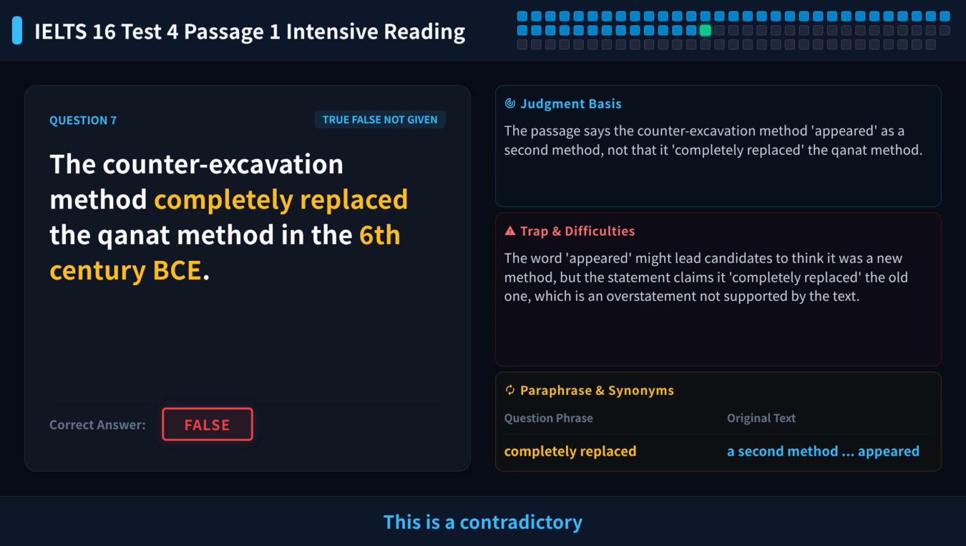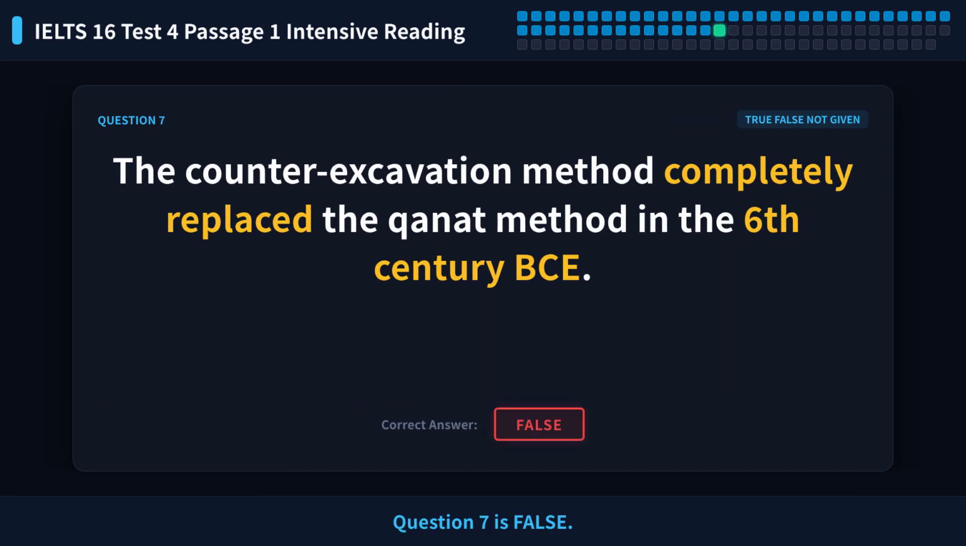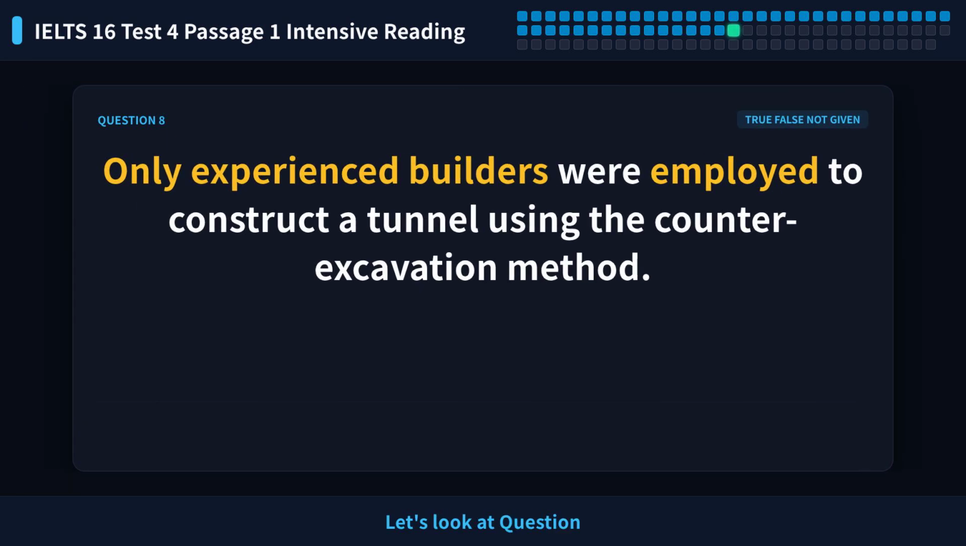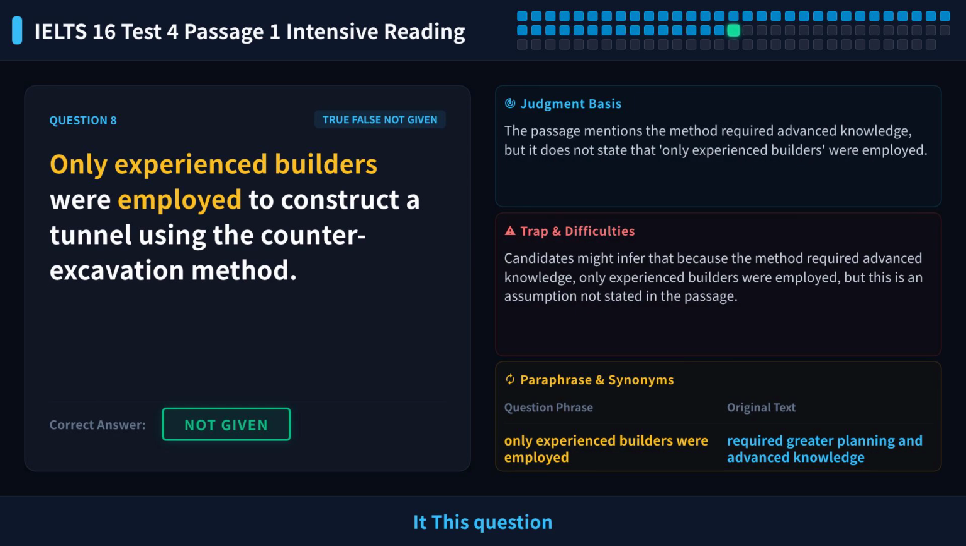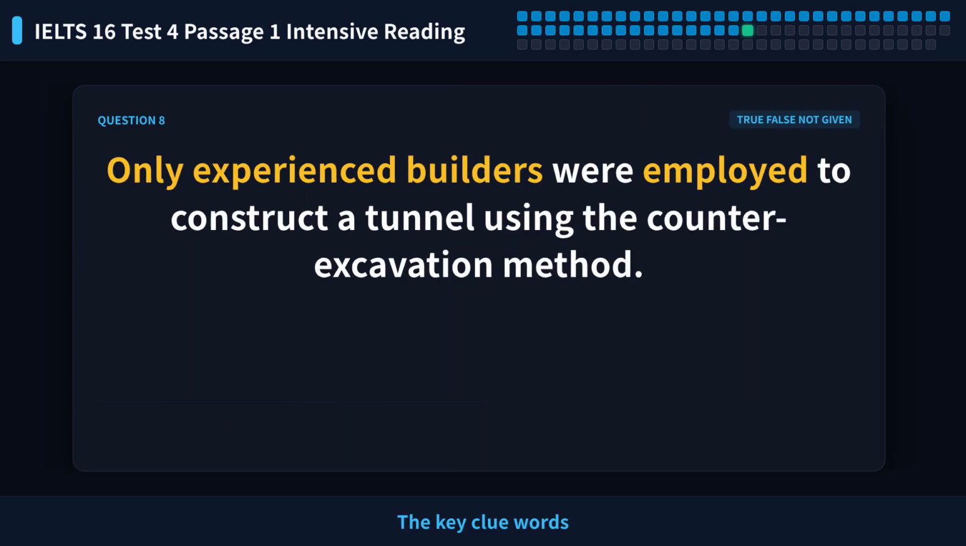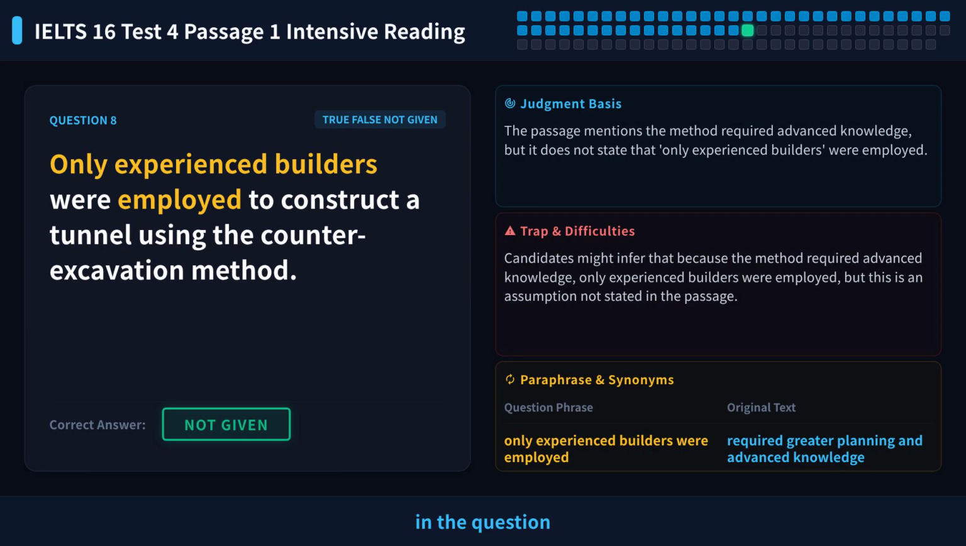This is a contradictory paraphrase, a logic clash. So the answer to question 7 is false. Let's look at question 8. This question says, only experienced builders were employed to build a tunnel using the counter-excavation method. The key clue words in the question are, only experienced builders and employed.